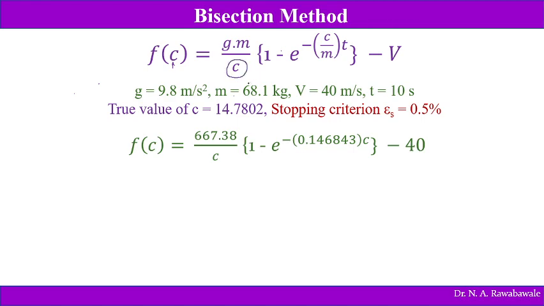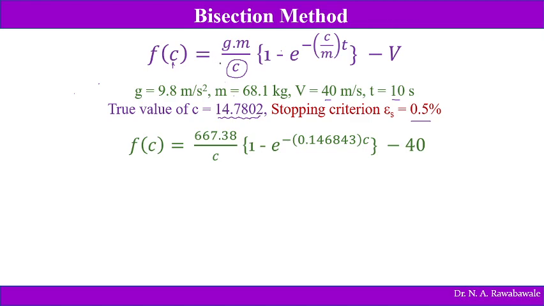So now g is given as 9.8, m is given as 68.1, and v is given as 40, t is given as time, that is 10 seconds, and true value of c is given. So initially we assume that we don't know true value of c, and stopping criteria is when the error comes below 5%, then we have to stop the iteration.